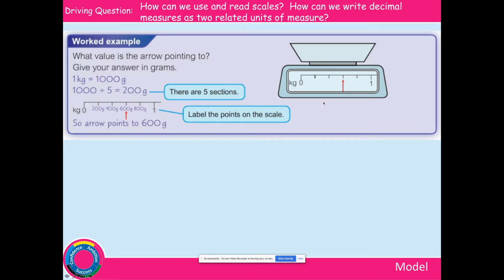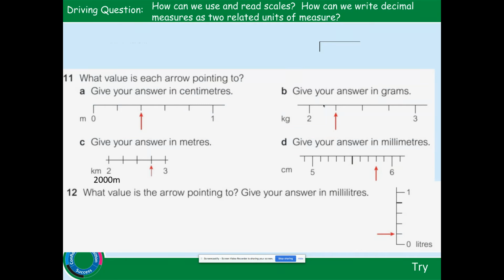Okay, if you do want to copy that down, just press pause and then press play. Okay, 2 questions here for you to have a go at, and then we'll go through the answers. Press play when you're ready.